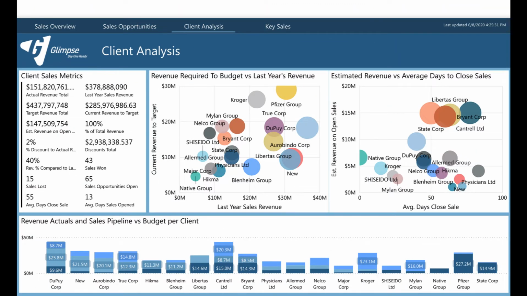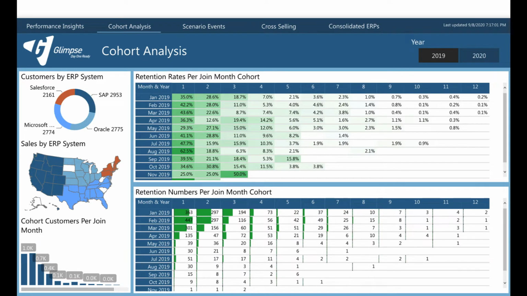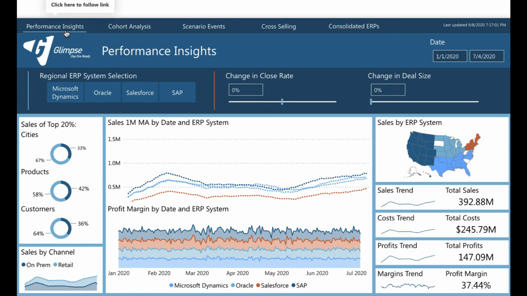We can look at ERP consolidation where we have different systems across different locations and regions. Here we're using Oracle, Microsoft Dynamics, SAP, and Salesforce across 4 different regions. And we can combine those data sets together and make performance insights and make planning out of that, and use sliders to do what-if analysis.